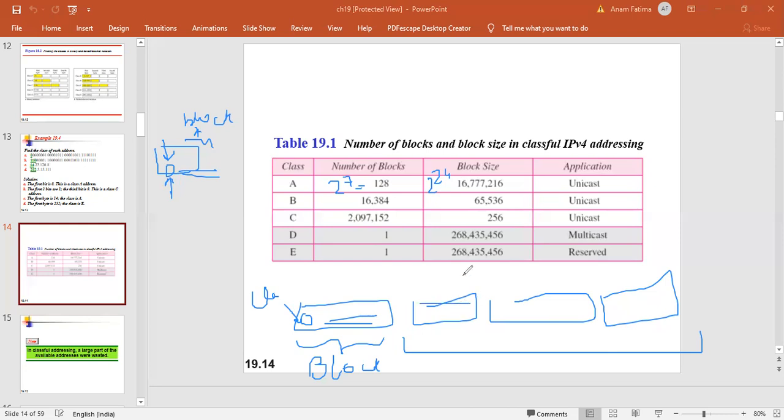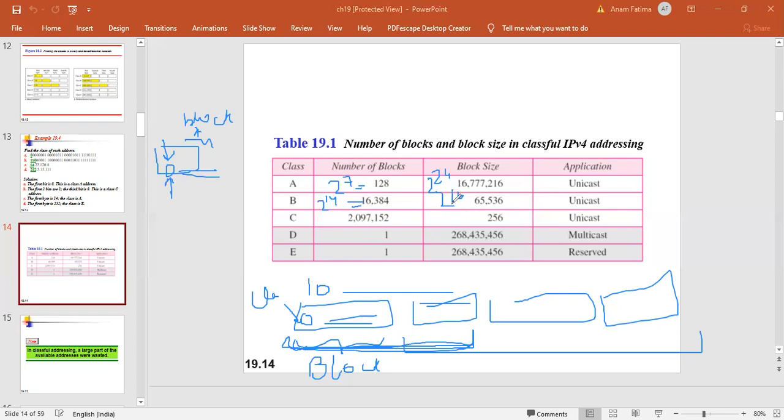In class B, you have 2 to the power 14 blocks. Why 14? Because you have 2 octets for class B, which are used for identifying the blocks within the network. We are dividing a network into blocks, and within the blocks we are placing hosts, right? Since 2 bits identify that it is a class B address, like 10, the remaining 16 minus 2, 14 bits, are used to identify the blocks, and the remaining 2 to the power 16 identify the hosts within the blocks, right?